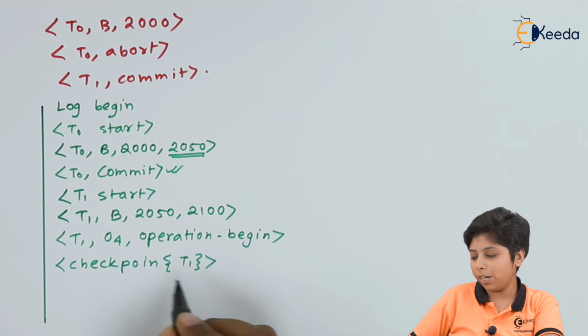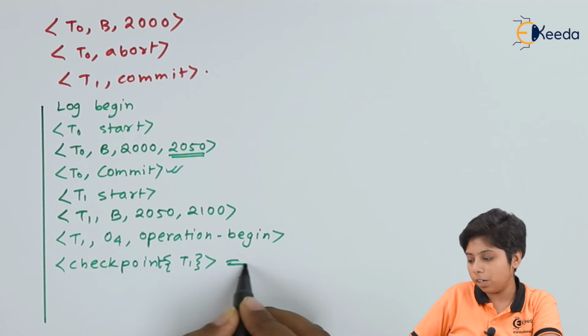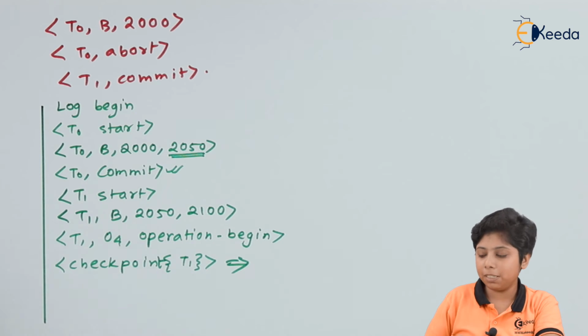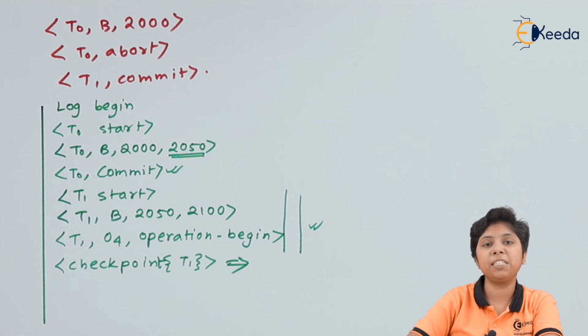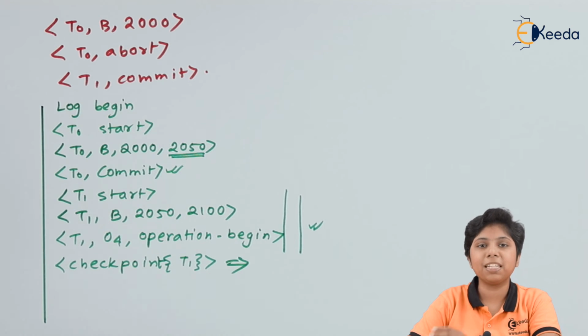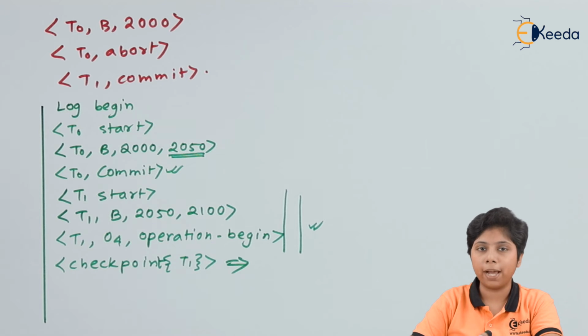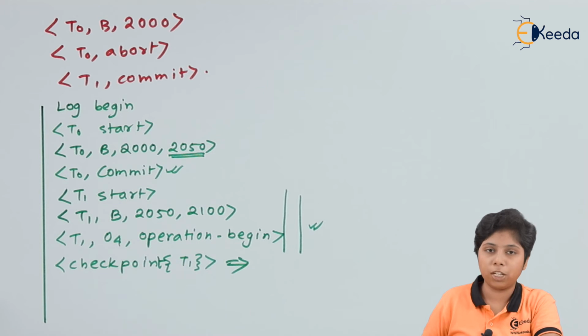See, here we are creating a checkpoint for T1 in this step. That means whatever T1 has done till now is considered completed, and if there is a rollback, then it will move back till this checkpoint after the operation has begun.